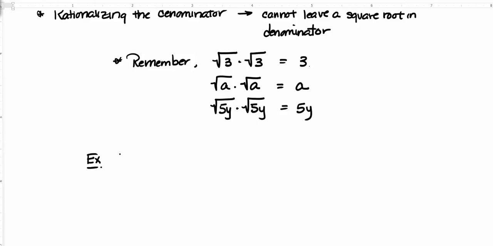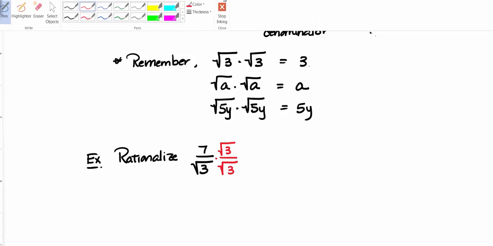So if I'm asked to rationalize 7 divided by the square root of 3. So remember, we cannot leave a square root in the denominator. So what do we do? Well, I use the fact that the square root of 3 times the square root of 3 just gives me a number that's no longer in the square root, right? It gives me 3. But again, what I do to the denominator, I have to do to the numerator so that I don't change the value of the fraction.